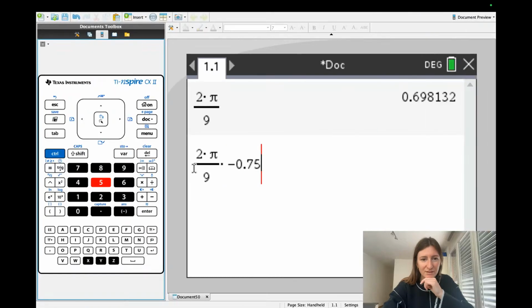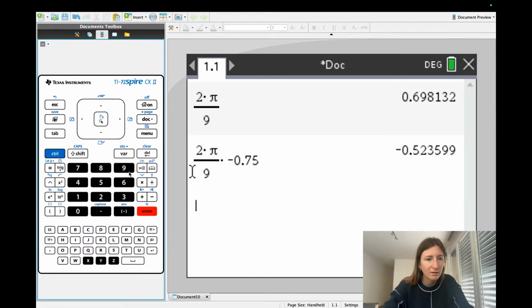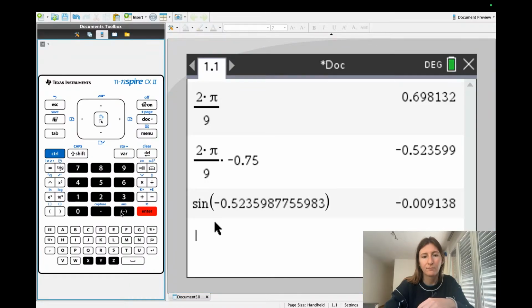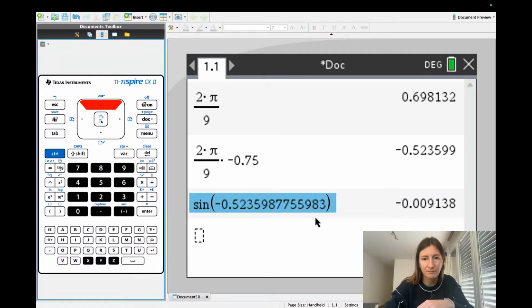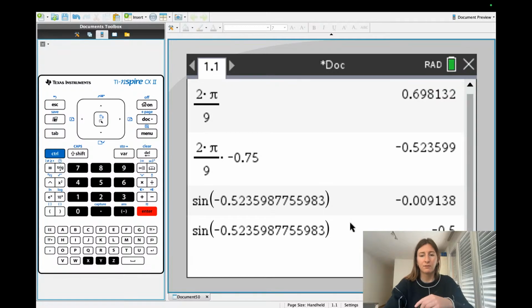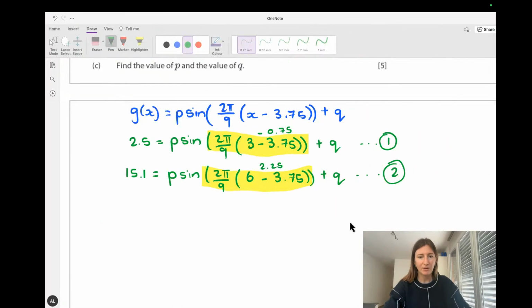Times, so the sine of that. So let me just, I want trig sine of answer. I should be in radians. Radians. Let's try that again. Oh, look at that lovely answer. Minus 0.5. See, that's way nicer.